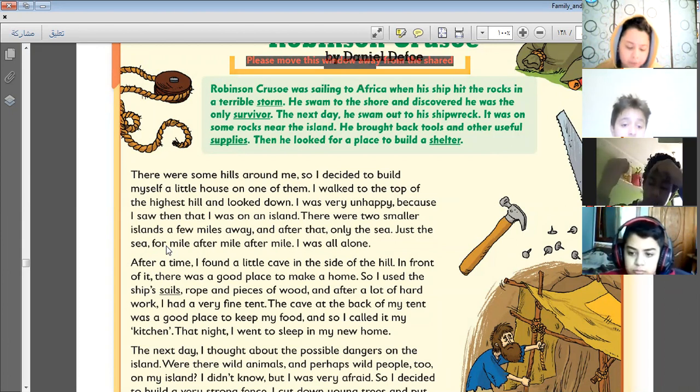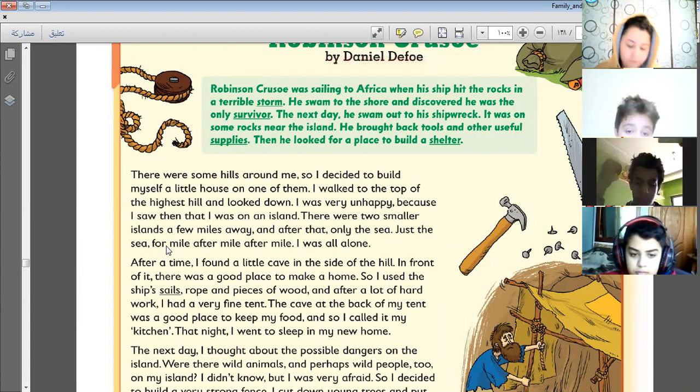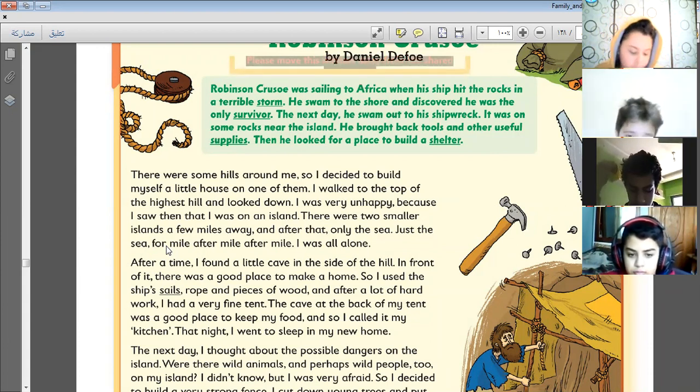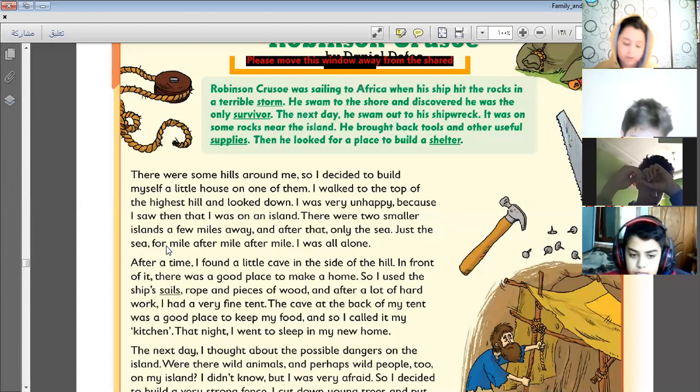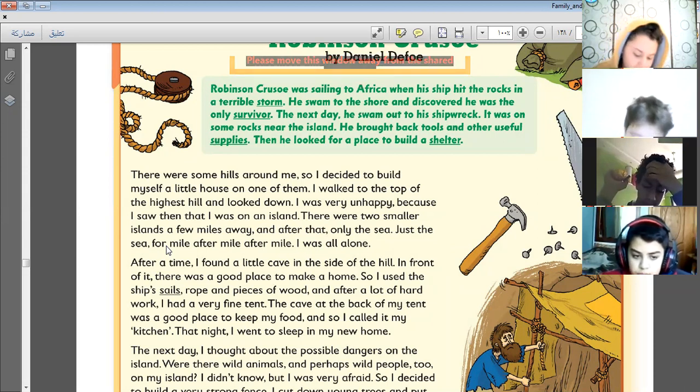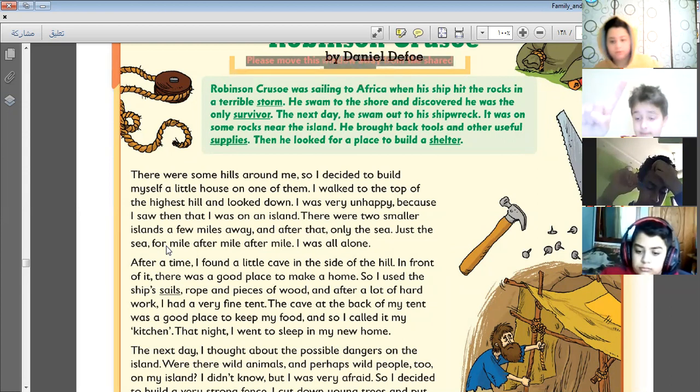There were some hills around me, so I decided to build myself a little house on one of them. I walked to the top of the highest hill and looked down. I was very unhappy because I saw then that I was on an island. There were two smaller islands a few miles away, and after that, only the sea. Just the sea. For mile after mile after mile, I was all alone. I was all alone. Thank you very much. Appreciate it.